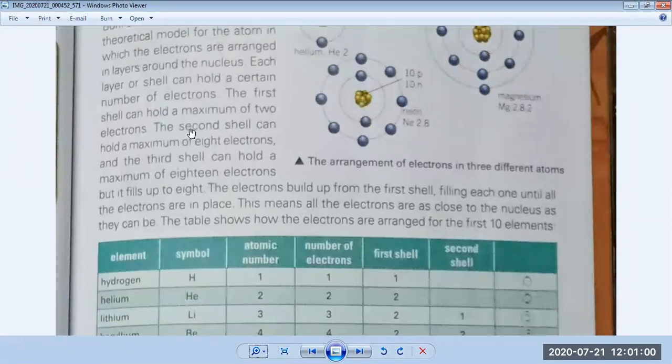The second shell can hold a maximum of 8 electrons. Yes, this is true. And the third shell can hold a maximum of 18 electrons. The electrons build up from the first shell, filling each one in turn. This means all the electrons are close to the nucleus. The table shows how the electrons are arranged in the first 10 elements.